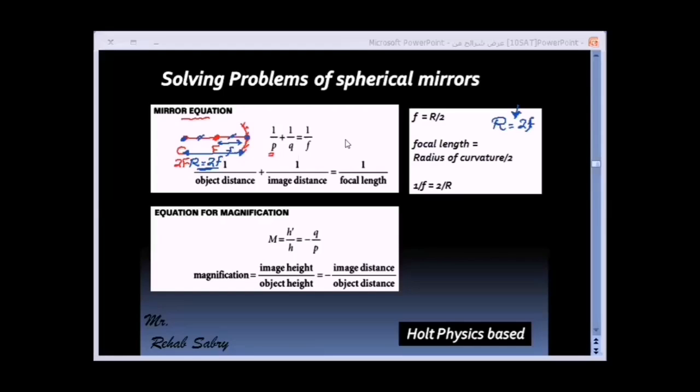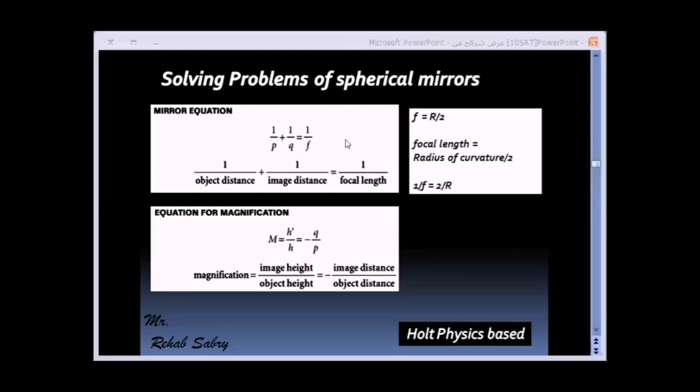So R is the radius of curvature, and F is the focal distance. Well, if I put the object here, I'll make the object black. If I ask you, what is the distance between the object and the mirror? This is P. If the image is formed here, this is Q, which is the image distance. I hope it's clear.